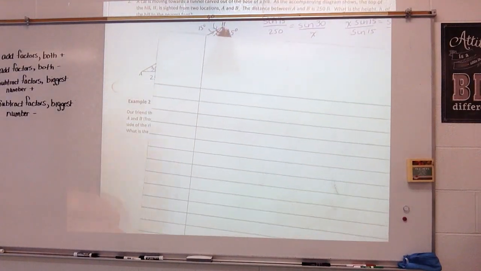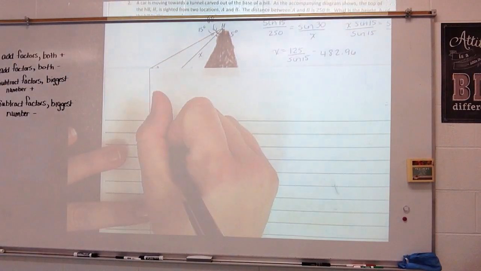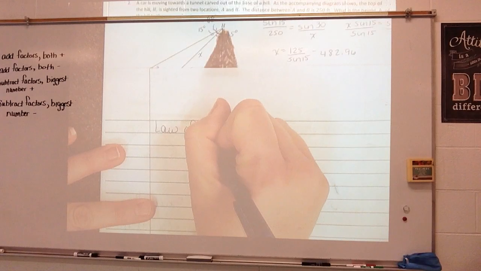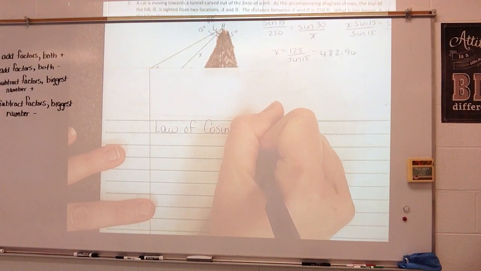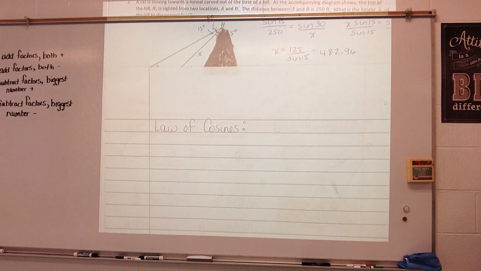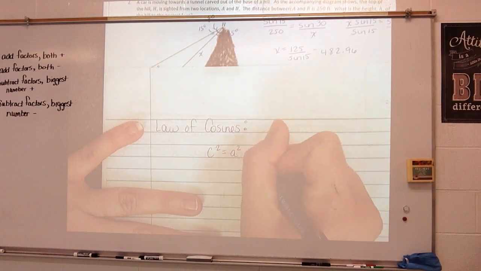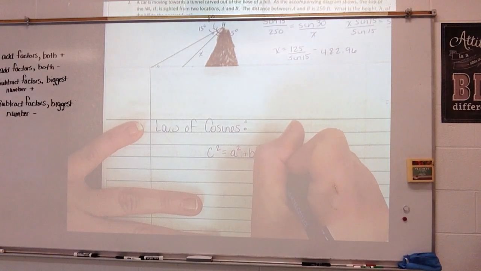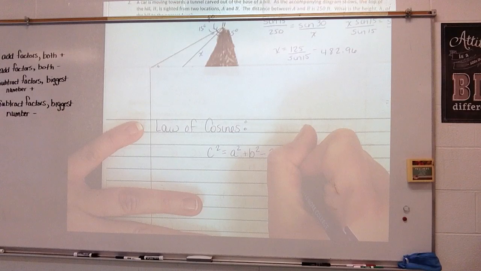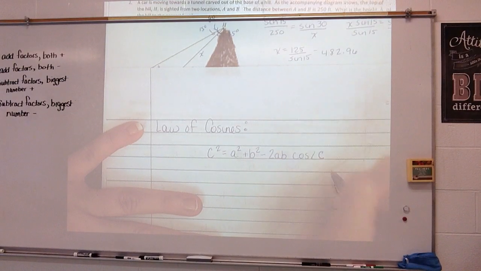So now we're going to get into the law of cosines. The law of cosines says this. For an acute triangle, triangle ABC, with angles angle A, angle B, and angle C, and the sides opposite them are little a, little b, and little c, the law of cosines states that c squared is equal to a squared plus b squared minus 2ab cosine of angle C.